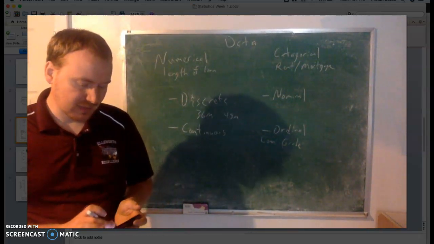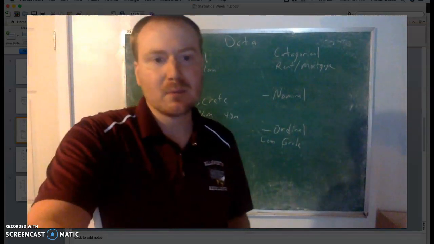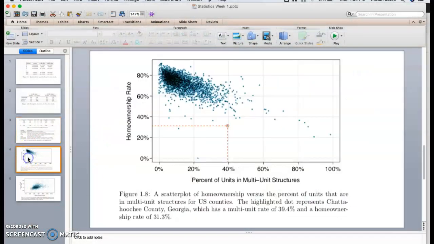As well as looking at the type of data we're collecting, it also might be important to look at whether there is what we call an association with our data, or a relationship between the data. So here we have a scatter plot of home ownership versus the percent of units that are multi-unit structures for U.S. counties. This highlighted dot right there represents Chattahoochee County, Georgia, multi-unit rate of 39.4% and a home ownership rate of 31.3%.